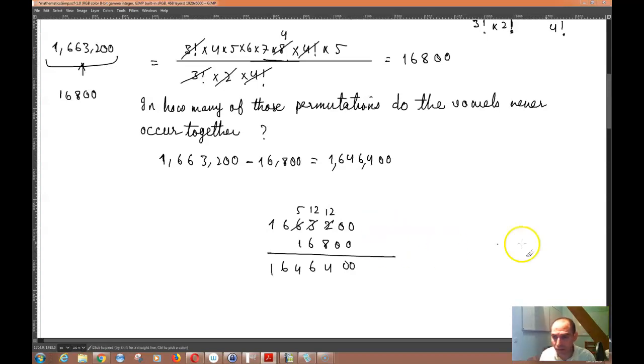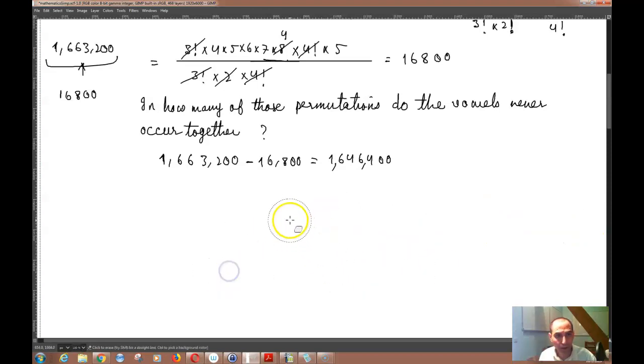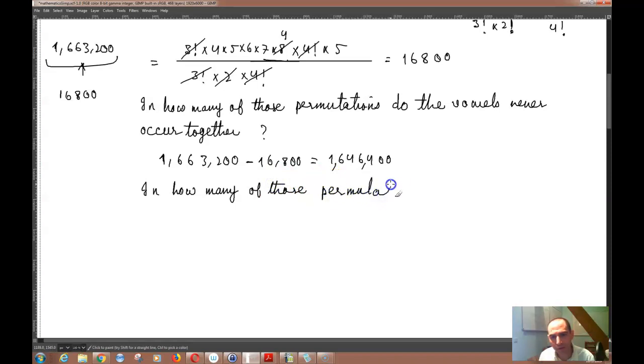And part 5 of the question is: in how many of those permutations do the words begin with I, and end in P? Okay.